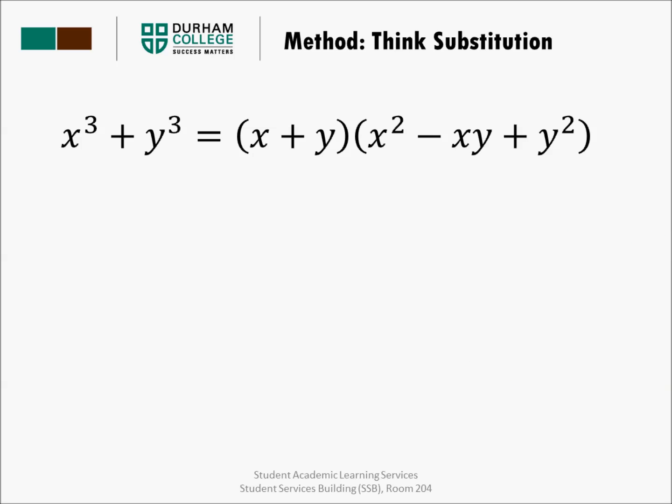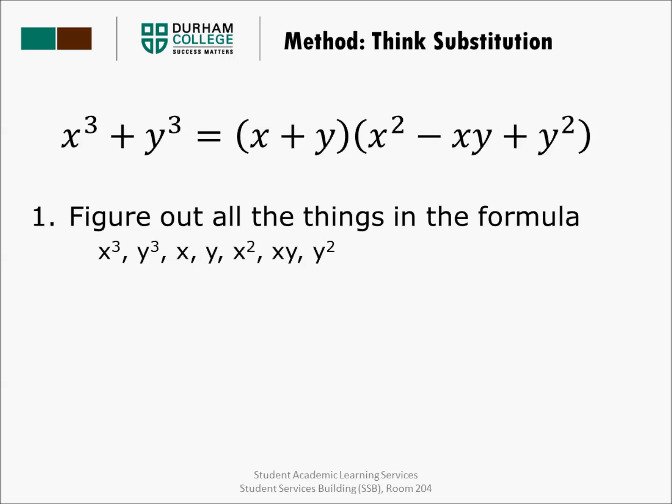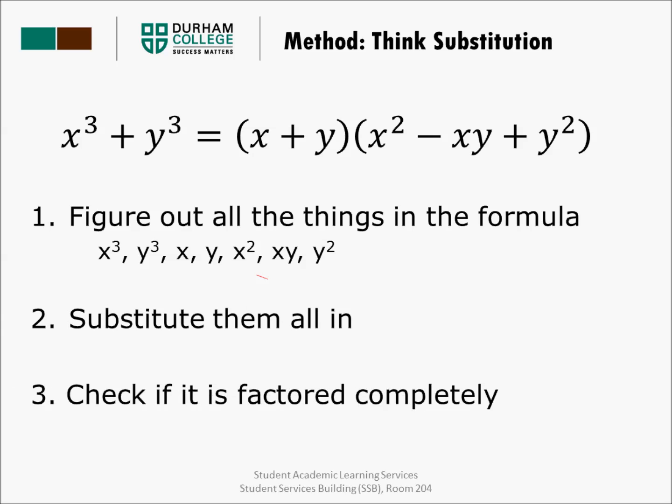So I'll show you my method for doing the sum of cubes, and it also works with the difference of cubes factoring. The first thing is figure out all the things that go into the formula. So what are the x cubed, the y cubed, the x, the y, the x squared, the x times y here, and the y squared that goes in. Figure them all out separately, then substitute them in, and then you're done, usually. But you should check to make sure that it's factored completely. That should always be the last step in a factoring question, because they always want the answer to be factored completely. There might be a way you can factor it more with a different method. It's possible.